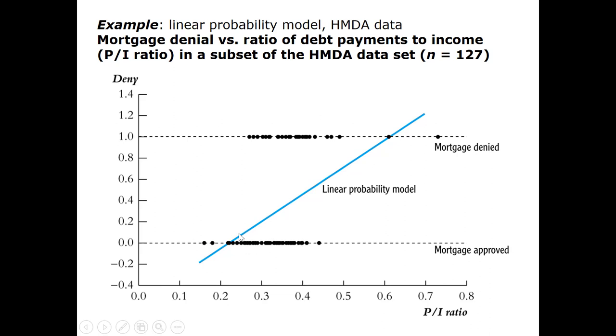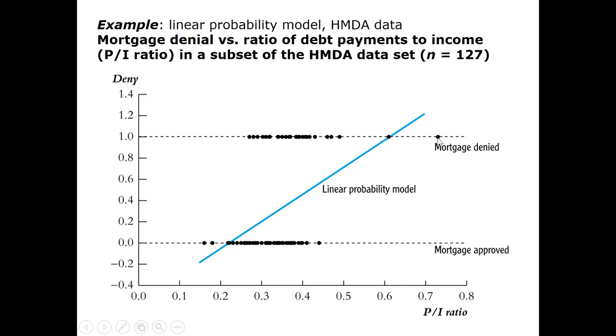Individuals with accepted mortgages have a cluster between a PI ratio of 0.15 and 0.45. So lower PI ratios mean acceptance of your application. Higher PI ratios mean essentially denial of your application, and that makes sense. Banks usually look at how much debt you already have and how much of your income is already going into payment of existing debt.